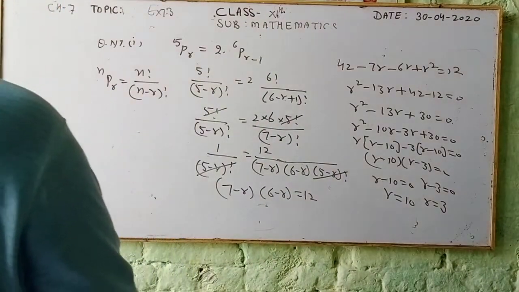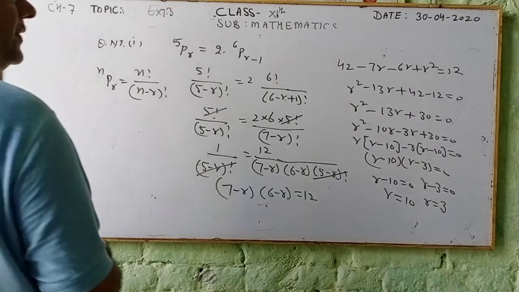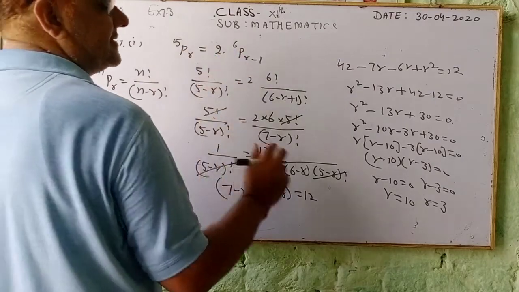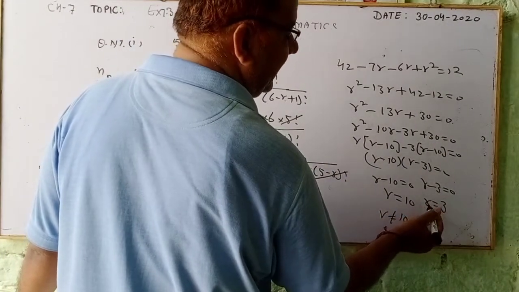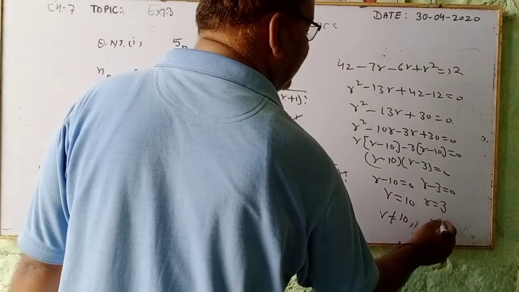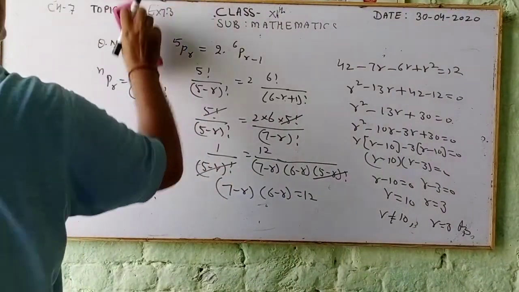We find out the value of r here. So look here, because n is 5 or 6, we are not taking r equal to 10. r must be less than or equal to n. So we select the value r equal to 3. You get your answer.